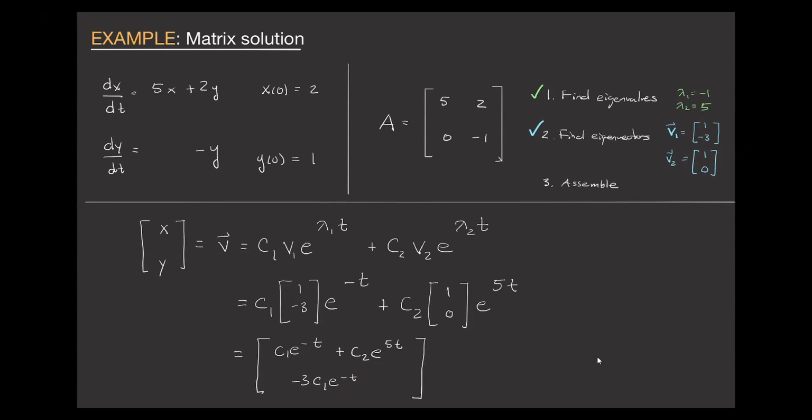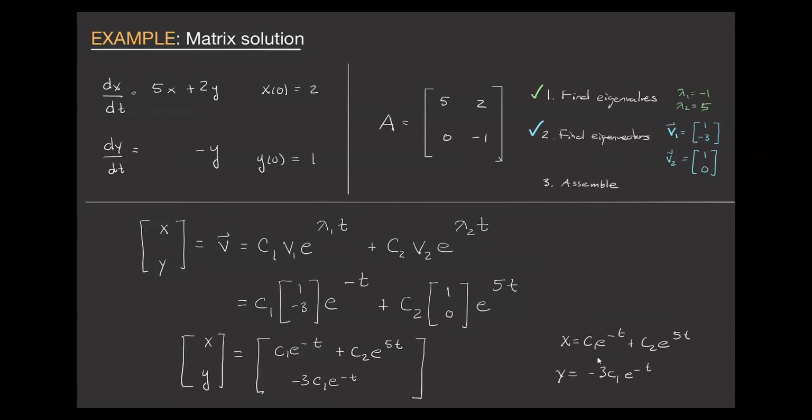Okay, so why rewrite it like this? Well, now we can see this was the vector xy. The first entries must be equal. That is, x should be equal to this since they're both on the top row. And then y should be equal to this. So now we know what x is. We know that x is equal to c1 e to the negative t plus c2 e to the 5t. And then we know that y is equal to -3 c1 e to the negative t. And as general solution formulas, we've got exactly what we need.